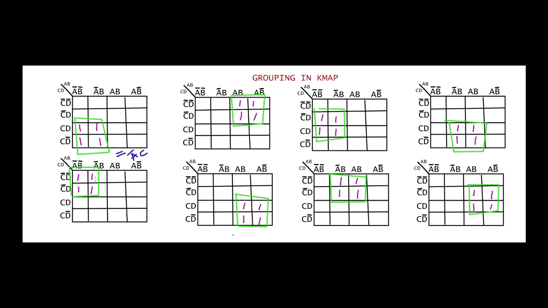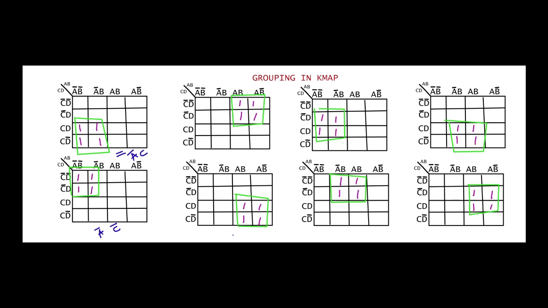Now coming to this Kmap, you have 4 ones here. From both, A bar is common, and from both, C bar is common. So A bar C bar is the minterm for this Kmap. In the same way you'll write for all these Kmaps.